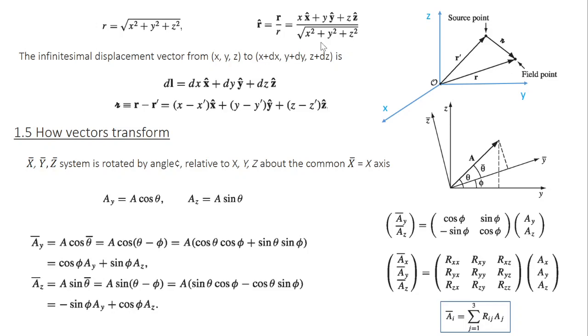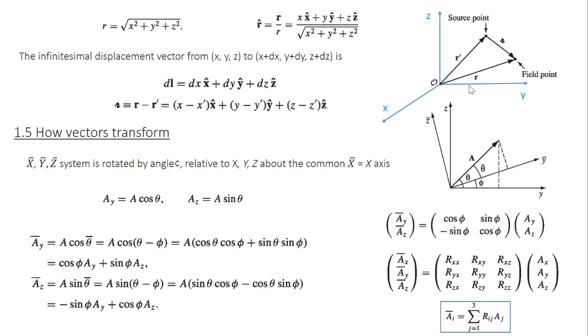Now if your particle moves from coordinates x, y, z to x plus dx, y plus dy and z plus dz, this infinitesimal displacement can be written as the displacement vector dl equal to dx x cap plus dy y cap plus dz z cap.